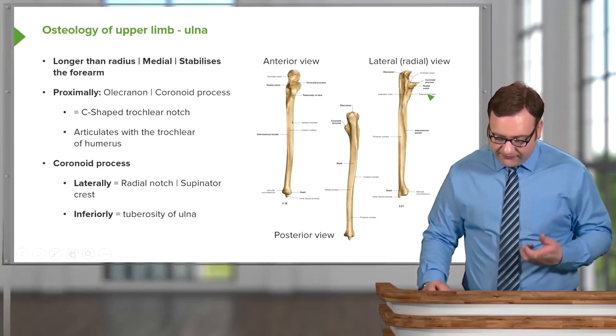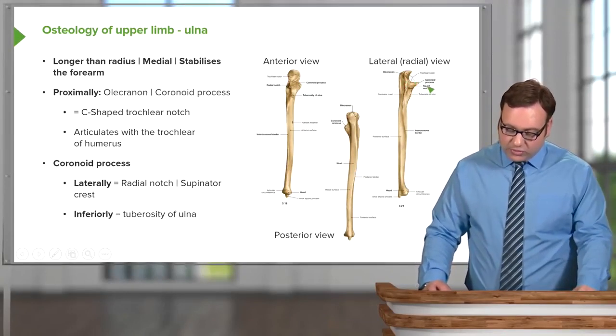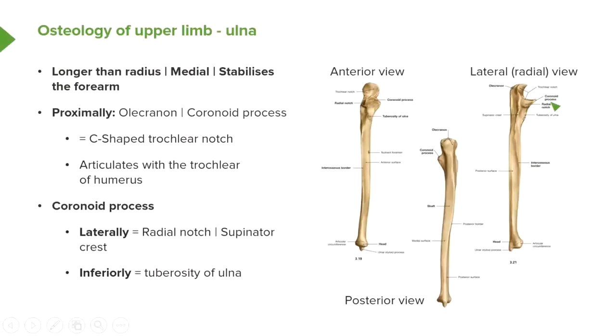The coronoid fossa. Well, this enables the coronoid process to sit in it when the forearm is fully flexed. So we can see the coronoid process here when the forearm is fully flexed. So the forearm is sitting against the arm. The coronoid process can sit inside the coronoid fossa, and that adds stability to the flexed forearm.